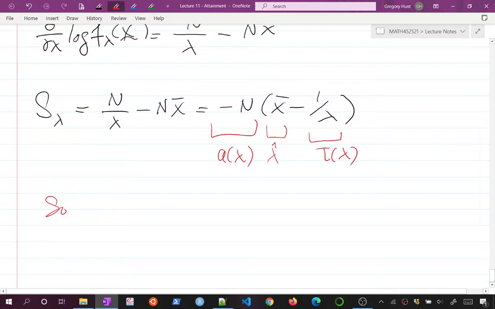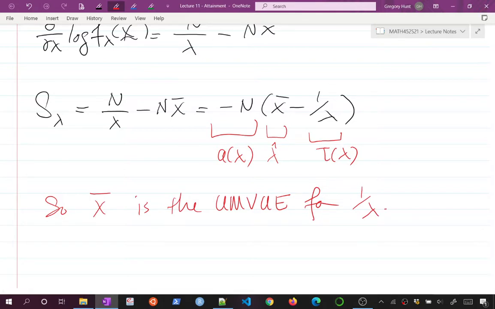So x bar is the UMBUE for 1 over lambda. It is important to make sure that's correct there, that it's not the UMBUE for lambda. It's not even unbiased, right? UMBUE, you don't want to lose sight of what that actually means. The uniformly minimum variance unbiased estimator. X bar is unbiased for 1 over lambda. It ain't unbiased for lambda. It's not the UMBUE for lambda. It's the UMBUE for 1 over lambda.